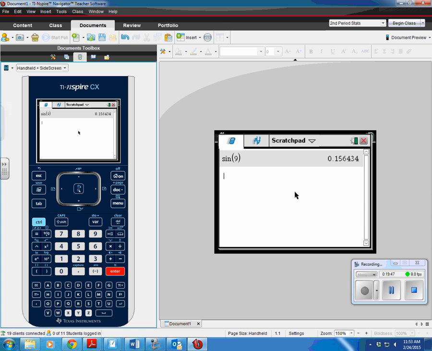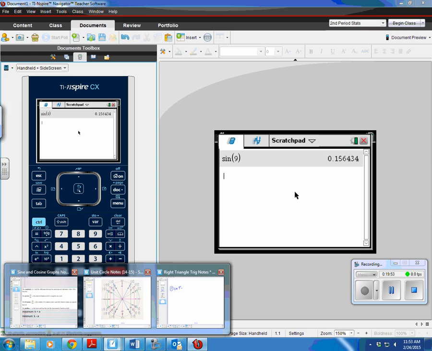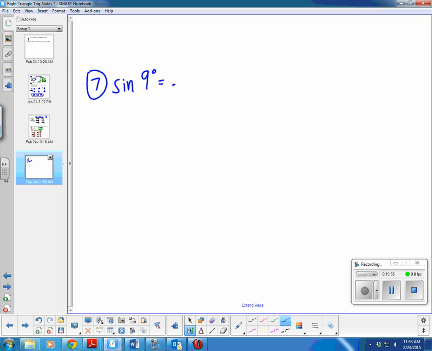Let's round it to the thousandths place. So will it be 0.156 or 0.157? 0.156. So that's all you need to write for those problems right there. Okay? Yep, that's the answer to number 7. So those, all you need to do is just plug it in.